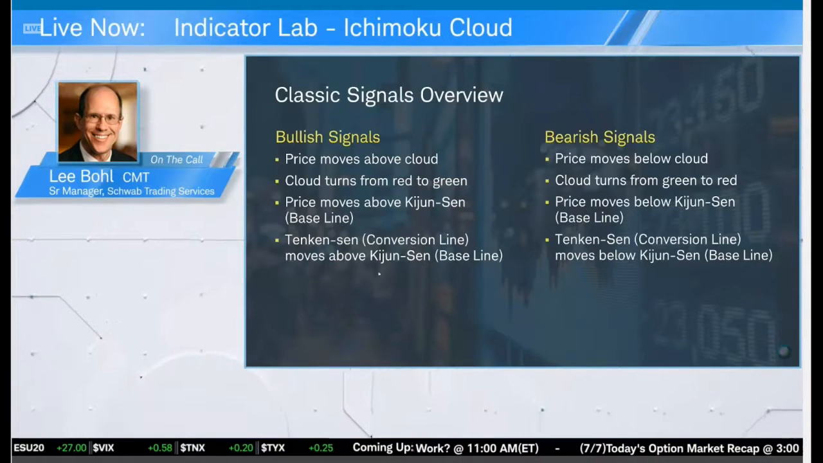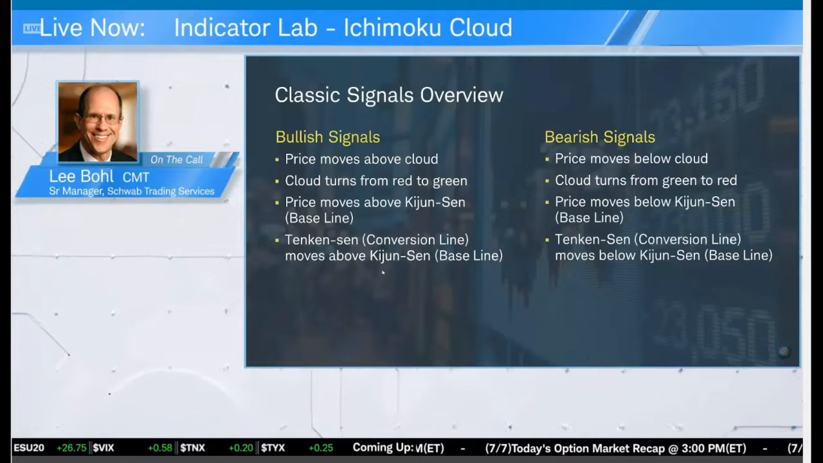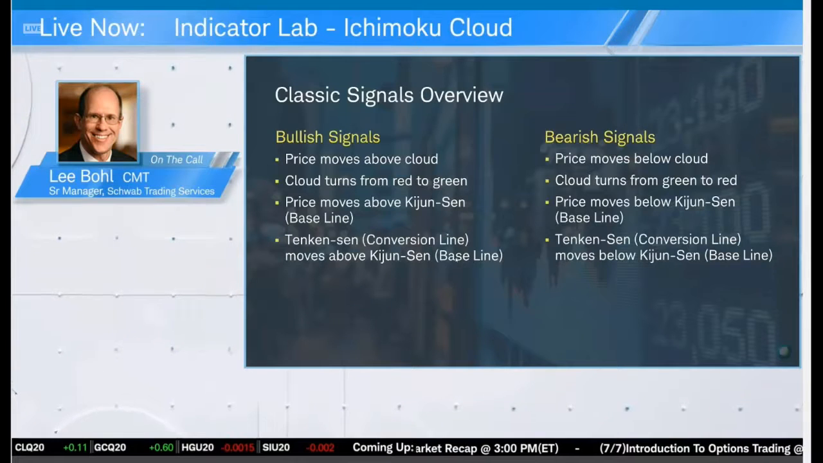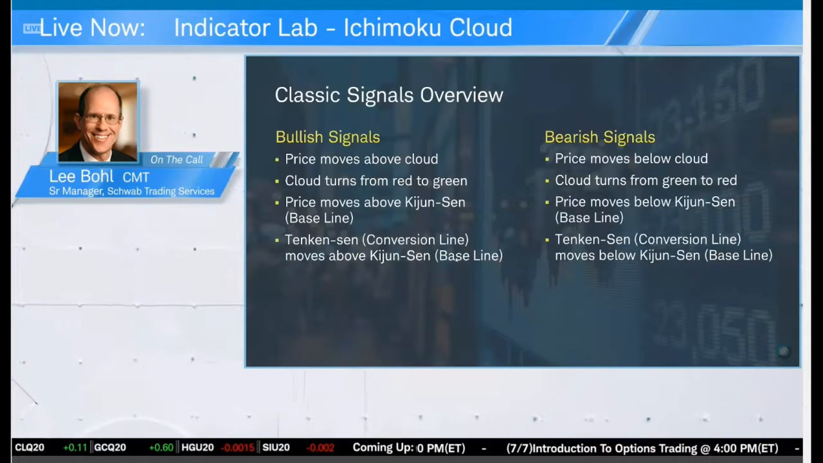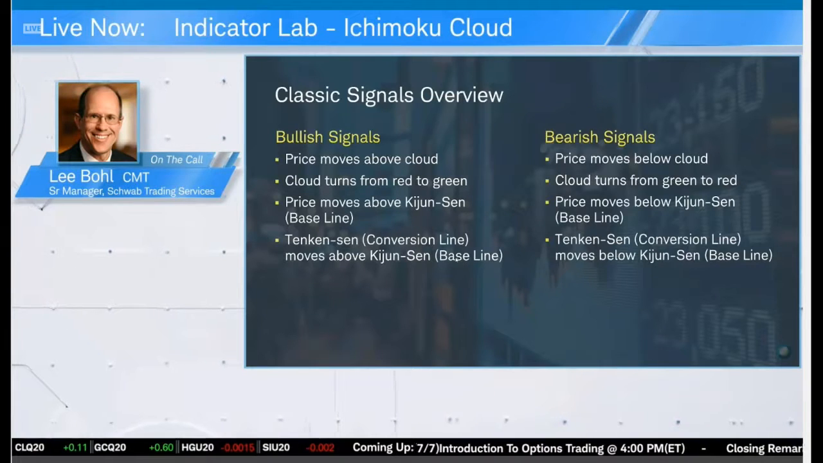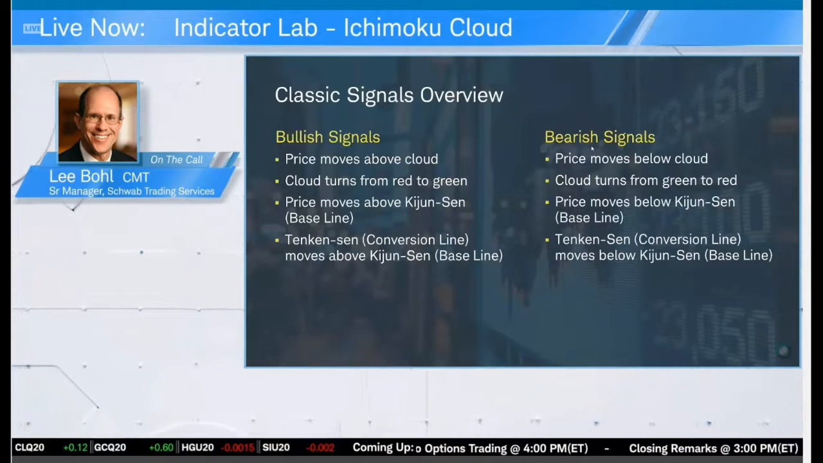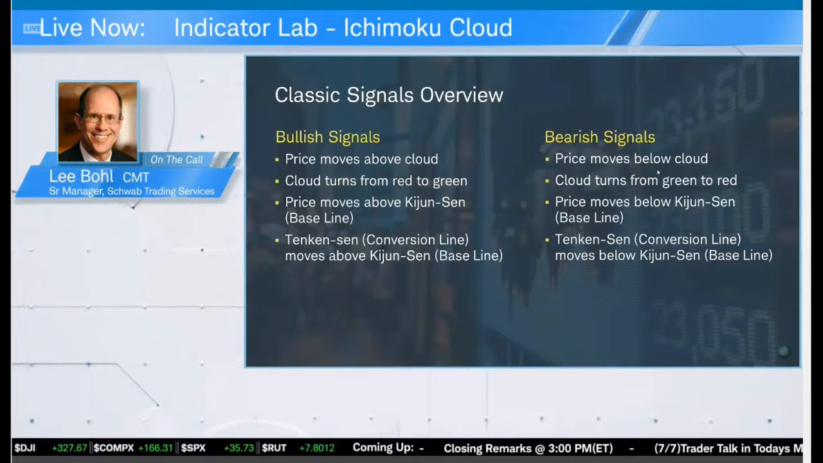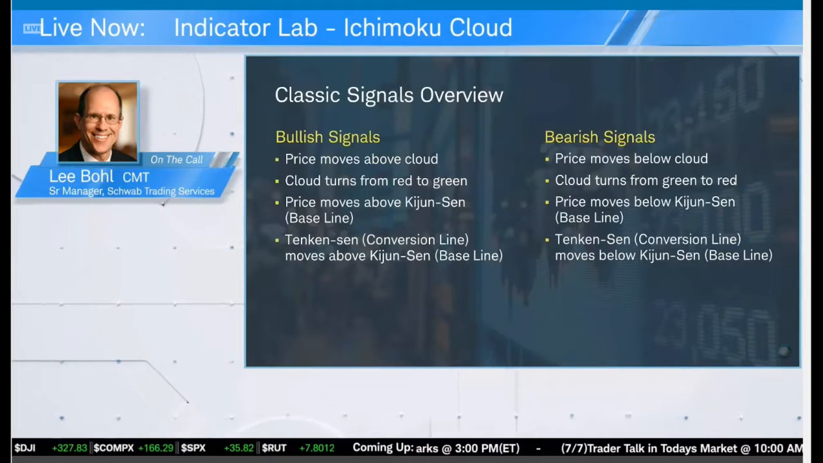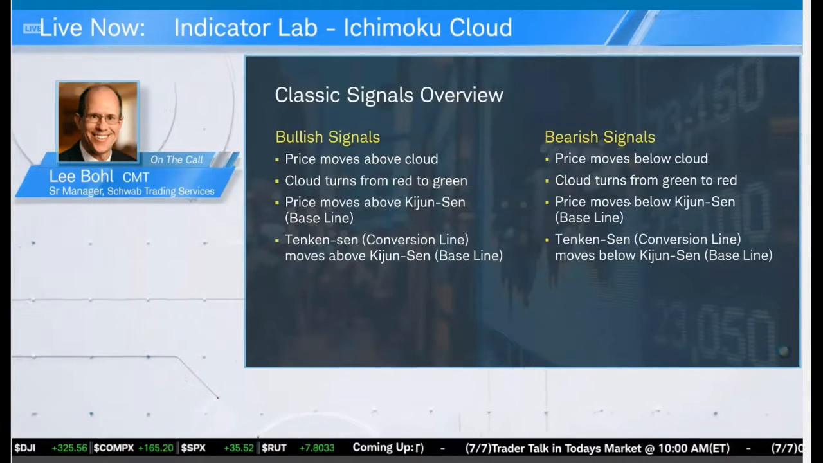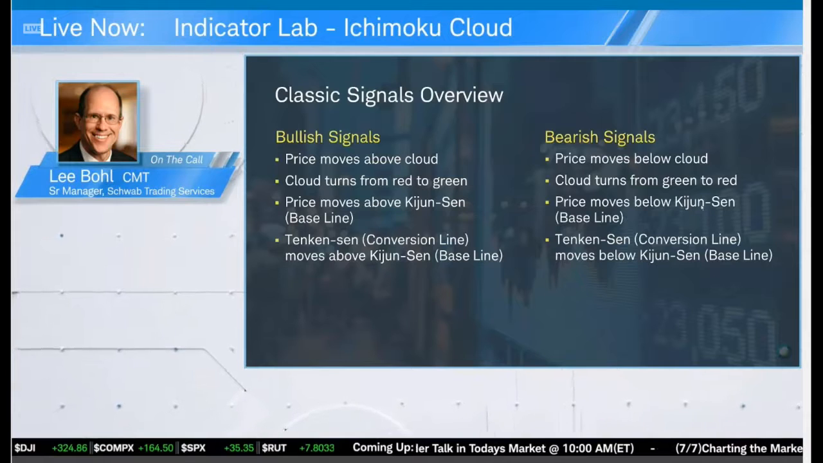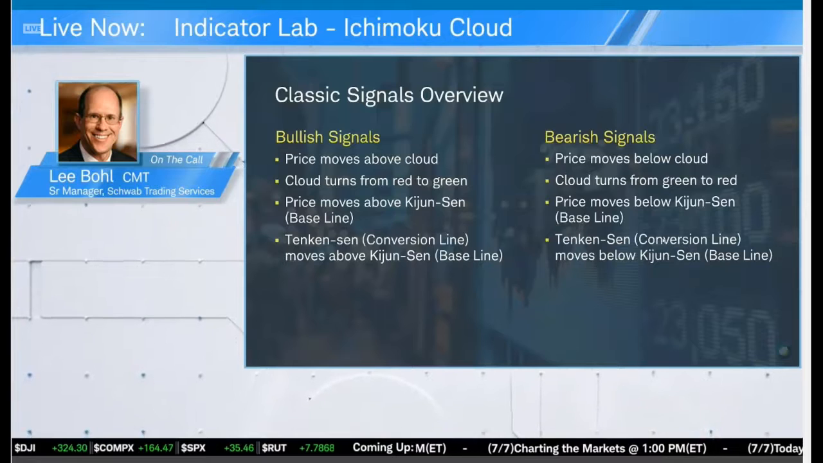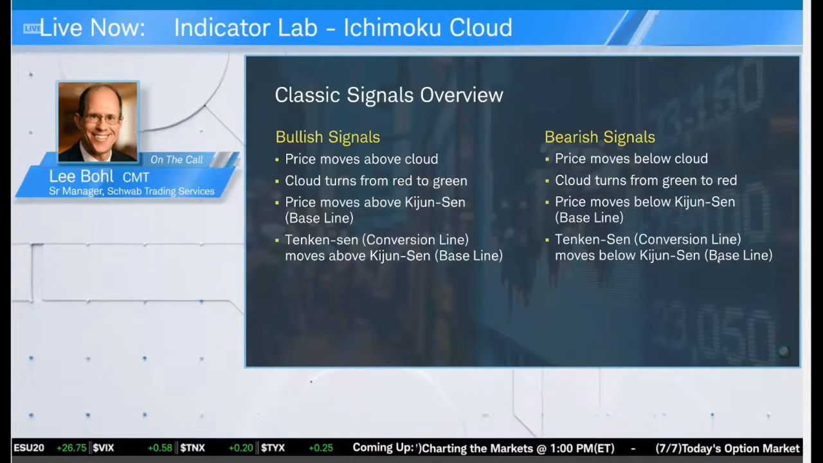Tenkan-sen, the conversion line. This is like a moving average cross, but keep in mind they're not moving averages. This is where the conversion line crosses above the baseline. We're going to take a look at chart examples of each of these signals so you can see them. The bearish signals are the same things in reverse, right? Price drops below the cloud, bearish. Cloud turns from green to red, bearish. Price drops below Kijun, bearish. Conversion line or Tenkan-sen moves below Kijun, the baseline, bearish.